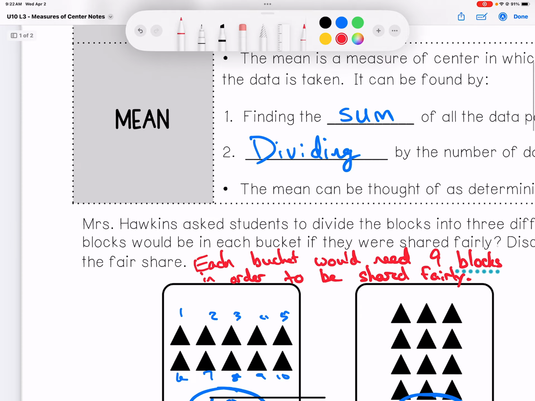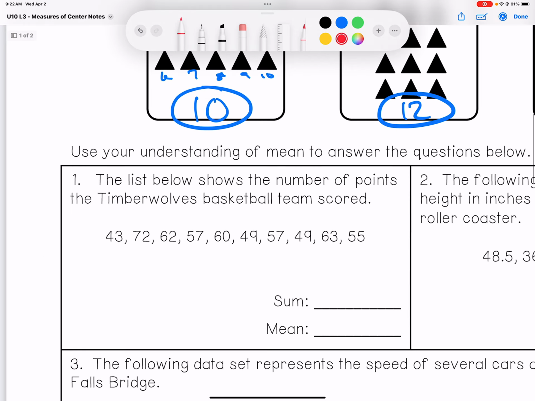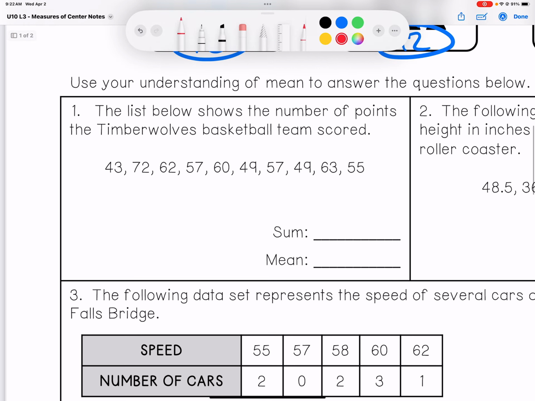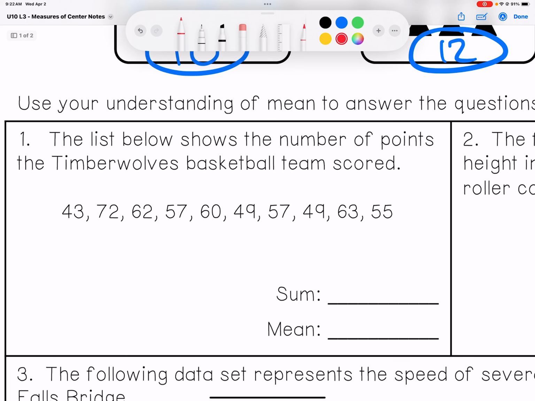All right. Use your understanding of the mean to answer the questions below. So what do we need to do? We need to add them all up. So the list below shows the number of points the Timberwolves basketball team scored in each game. So add up all of those. Go ahead and do that. Pausing now. And you get 567.